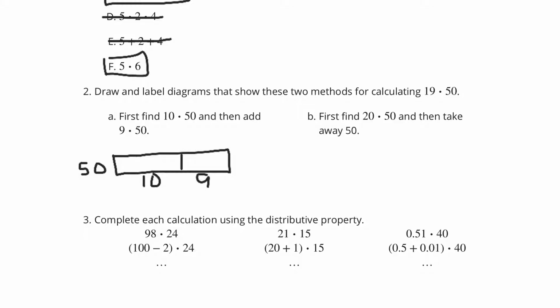First, find 20 times 50 and then take away 50. Well, we could look at this as a larger rectangle here. This is 50 times 20, and then break this down here into the 1 and the 19, and we could almost just cross out the 1, or you could check the 19, or however you want.